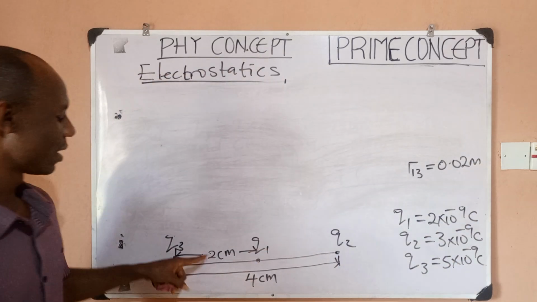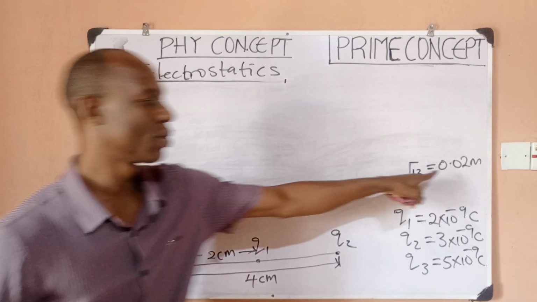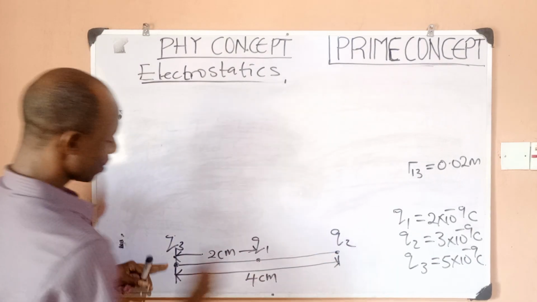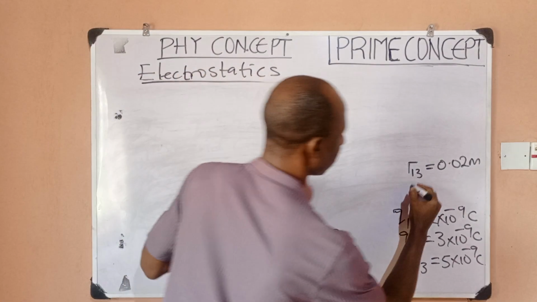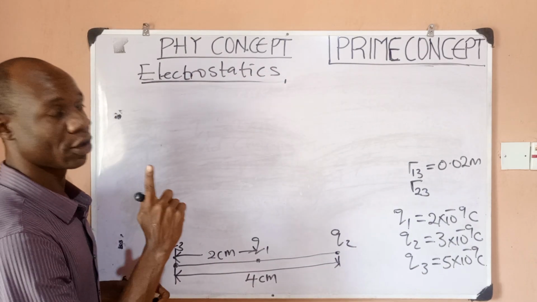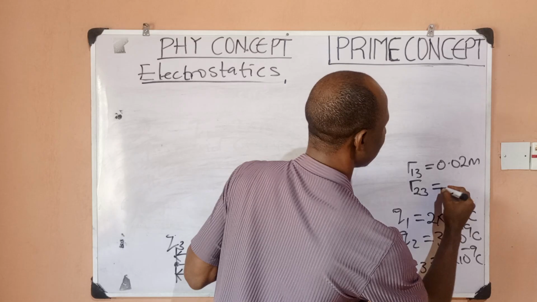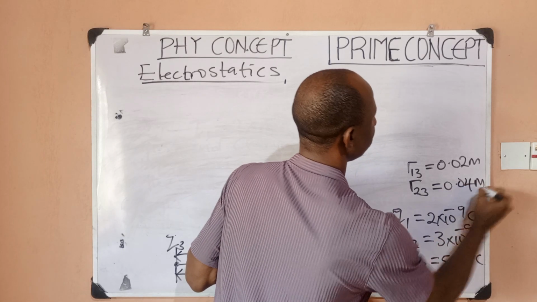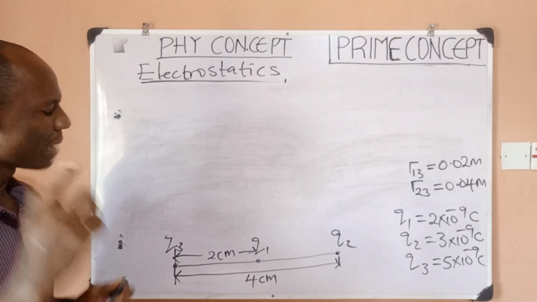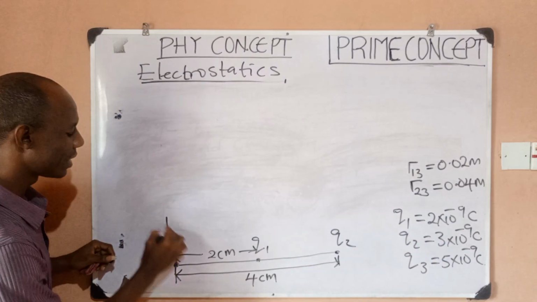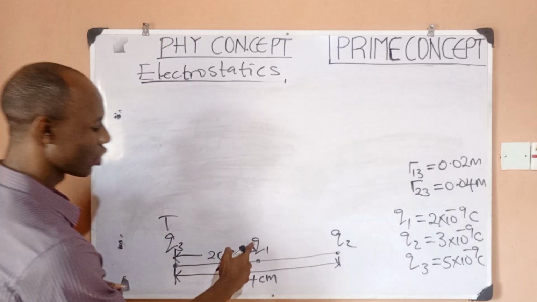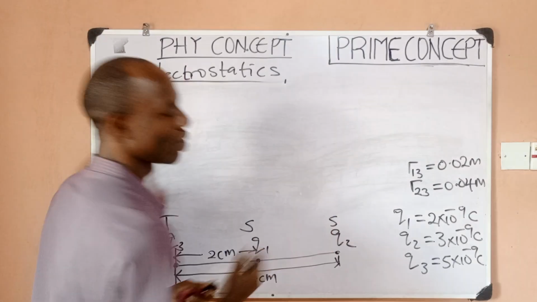How did I get that? 2 divided by 100 gives us 0.02. Next I want to get the distance between 2 and 3, which I'm going to call R23, which is 4 divided by 100, giving us 0.04 meters. So these are the distances we have. Remember, Q3 is our test charge, the charge that is receiving the force. Q1 is our source. Q2 is also our source.